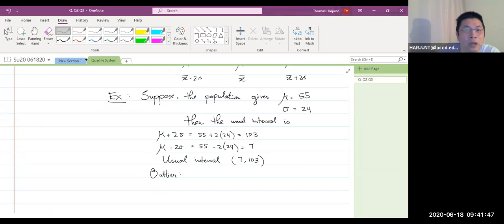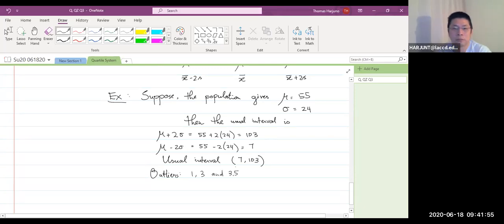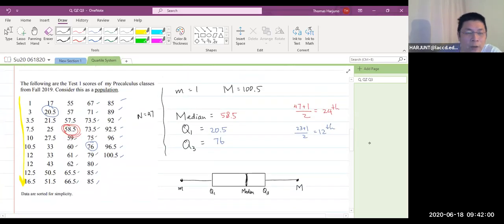Then the outliers are 1, 3, and 3.5. So you see that's the issue we have earlier. Is it because this person is over prepared for my pre-calculus class, or this person is under prepared for my pre-calculus class? It's kind of hard to decide, right?